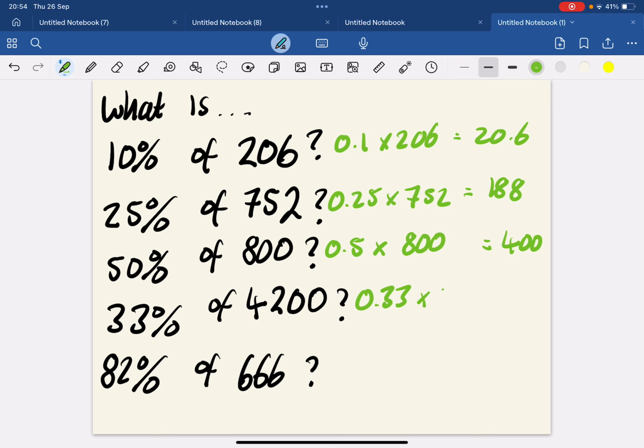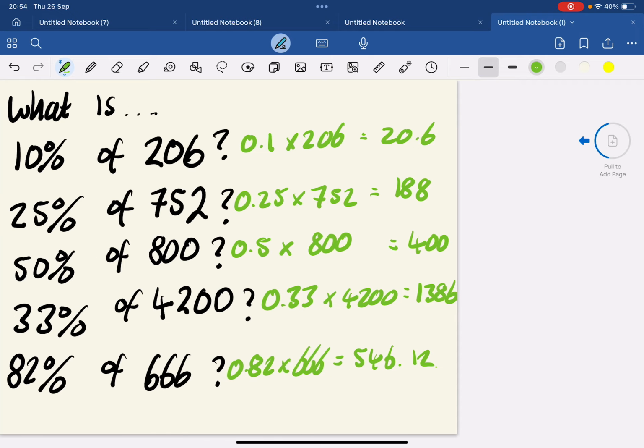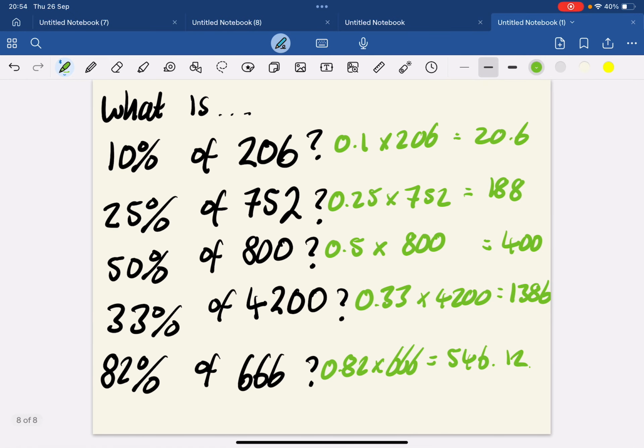33% of 4,200. And that's 1386. 82% of 666. So 0.82 times 666. And that's something like 546.12. So I hope that helps you become more confident in tackling efficiency questions. Good luck.